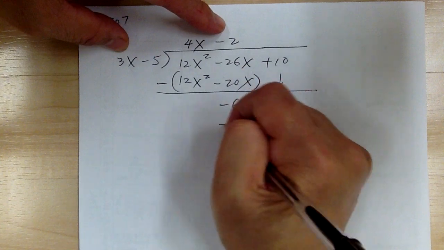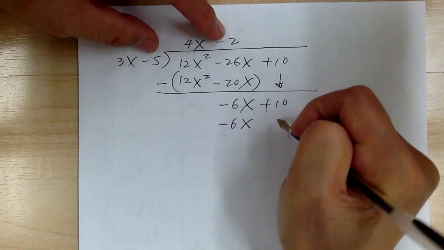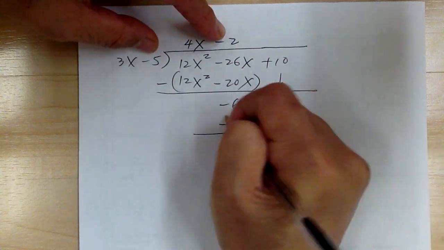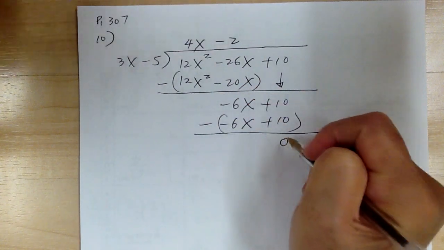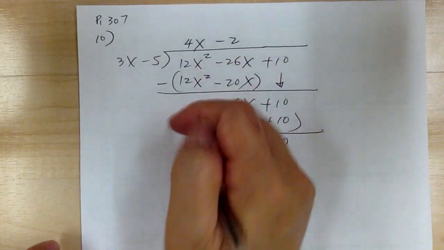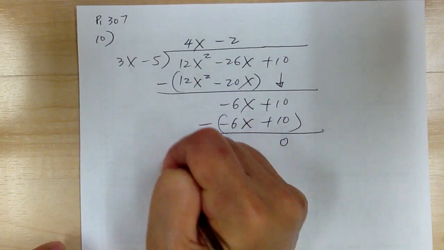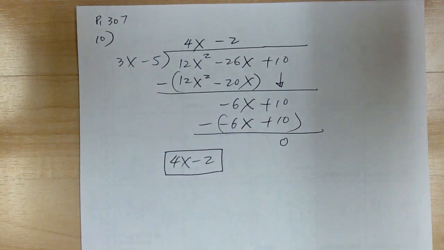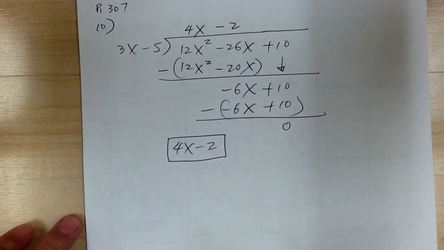So multiply, you got negative 6x. This one you get plus 10. So it's parentheses, minus, 0. Okay, so this one comes out nice. So the answer would be 4x minus 2. And that would be it. Yeah, let's go to number 12.